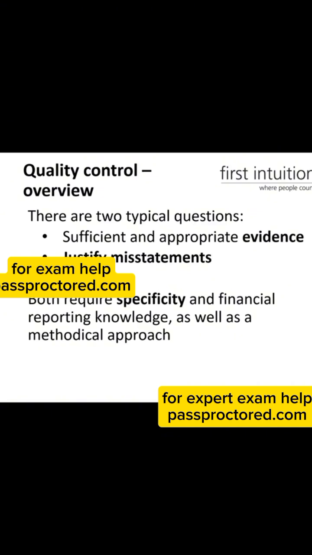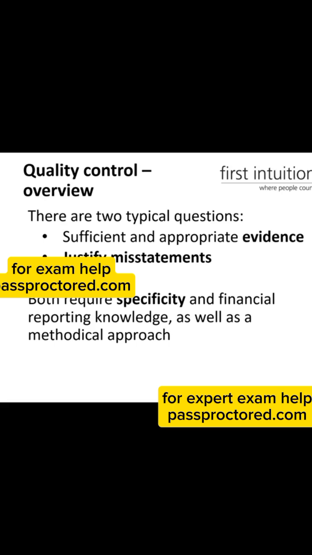The other part, which people get a bit lost in, is justifying the misstatements. That means where the auditor has found something, the examiner's given you that in an answer and said, I found this thing's wrong. Tell me why it's wrong. And people go, it's wrong, right? They already know that. They gave it to you. It's in the uncorrected misstatement schedule. So it's again about showing off your financial reporting knowledge, okay?